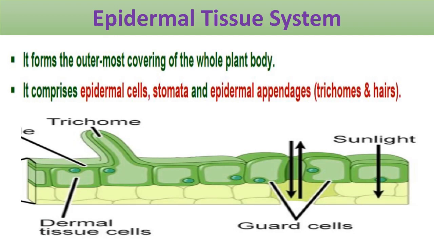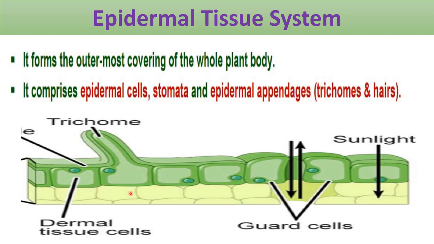Epidermal tissue system. So epidermal tissue system forms the outermost covering of whole plant body, and it comprises epidermal cells, stomata and epidermal appendages like trichomes and hairs. So we will study about all these. What are epidermal cells, where these are present, structure of stomata, and also about the epidermal appendages.